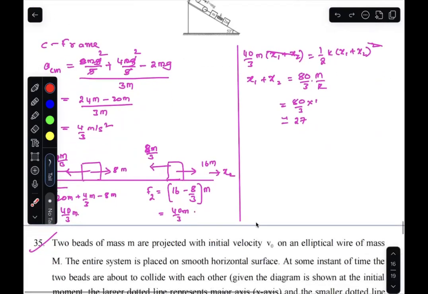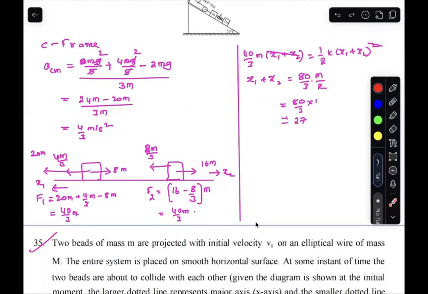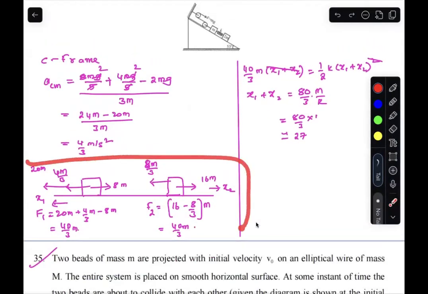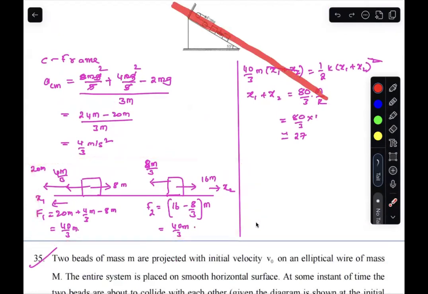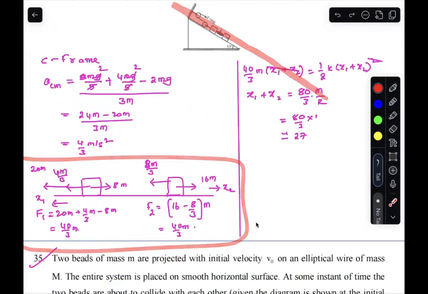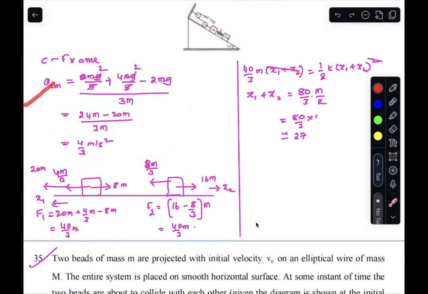First, in the C frame of reference, what is the acceleration? I'm taking this all as horizontal, but it's not horizontal. Actually, this plane, I am representing it like this for my convenience. What is a_CM? Apply all external forces.